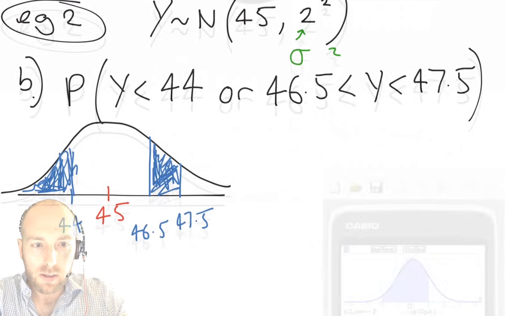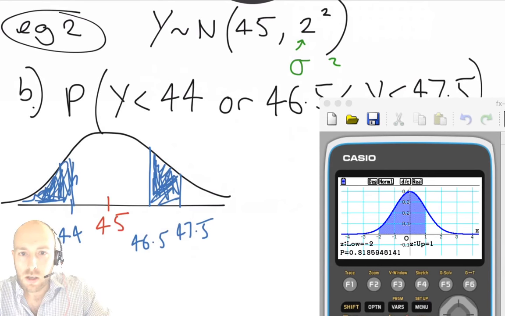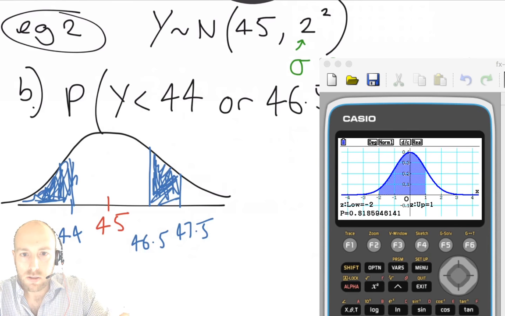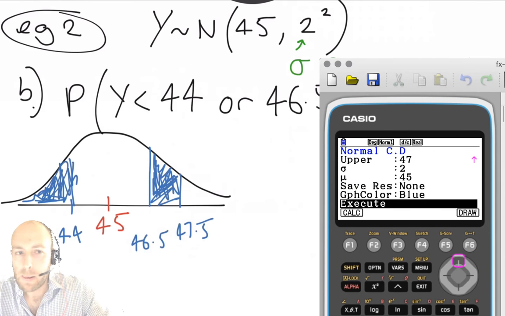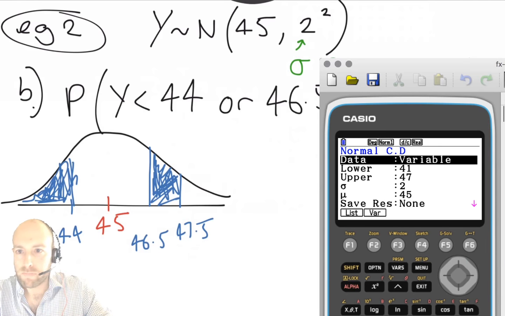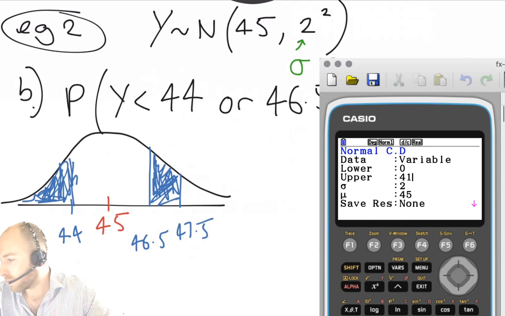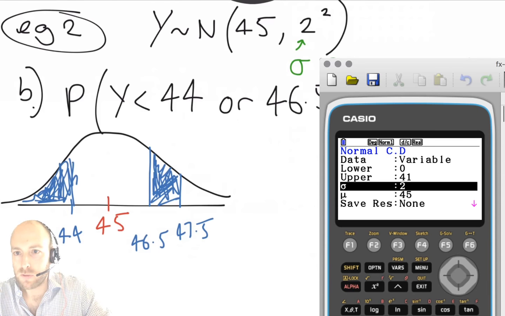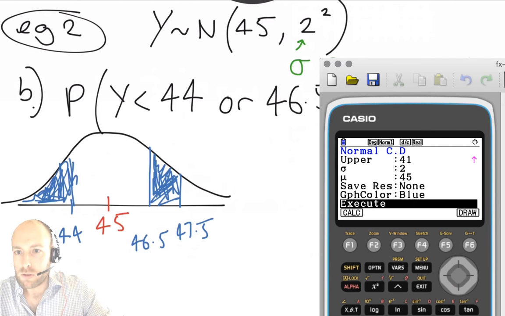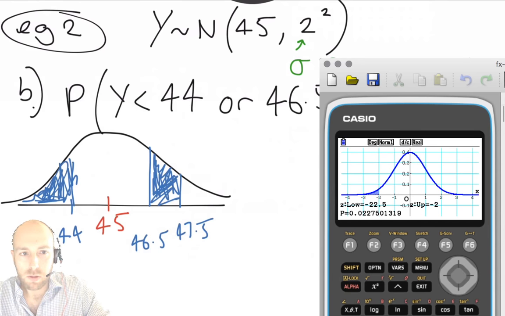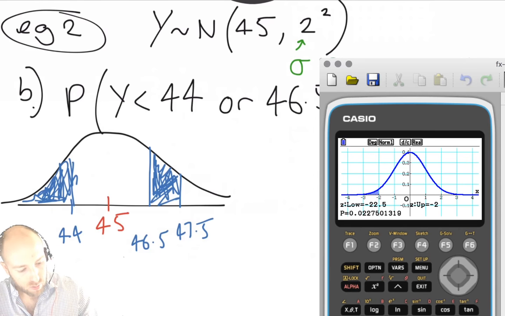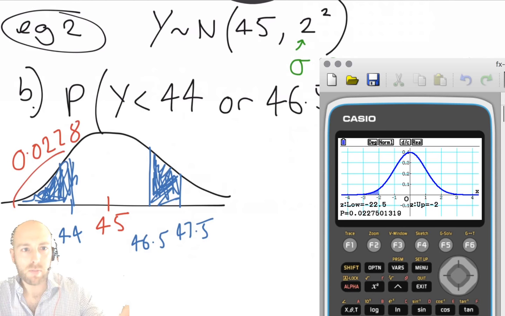So let's bring back the calculator, and let's do the lower region first. So we want lower to be 0, upper to be 41. Sigma is still 2, mu is still 45. Sketch it to make sure. Yep, looks about right. So we got 0.0228, because we need to round that. 0.0228. So that's that region.